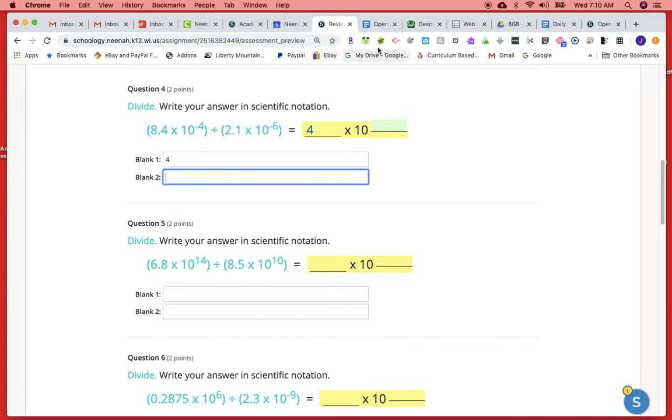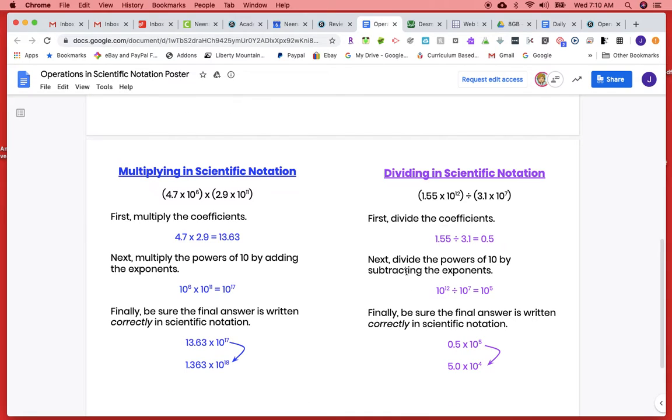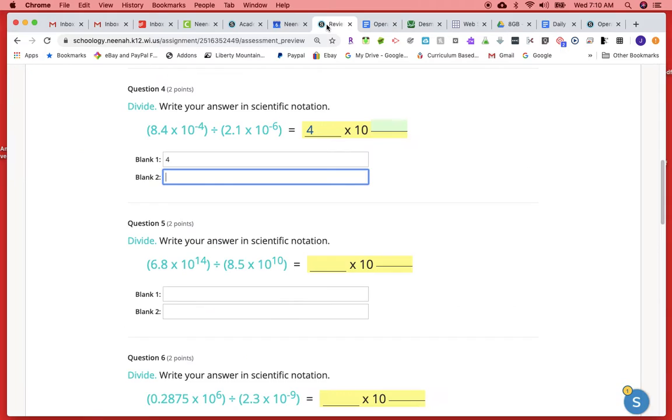Now we'll look at our poster. If we're dividing the powers of 10, we need to subtract our exponents. So we're going to go -4 minus -6. Now be careful, we're going to be subtracting a negative. And when we do that, they cancel each other out. So minus a negative would become plus. So -4 plus 6 would be +2, but I'll show you in a calculator on Desmos.